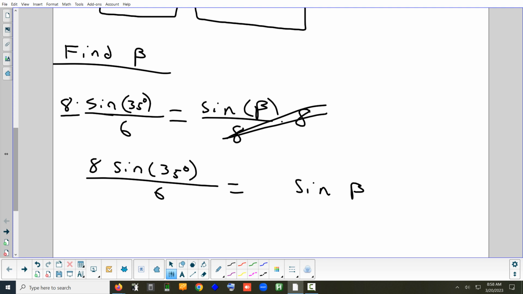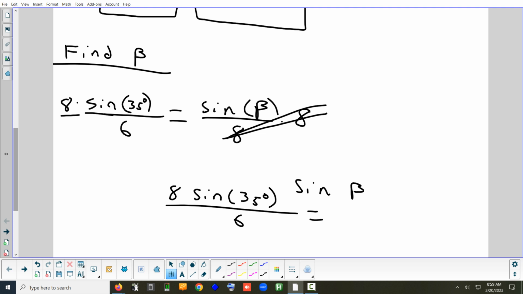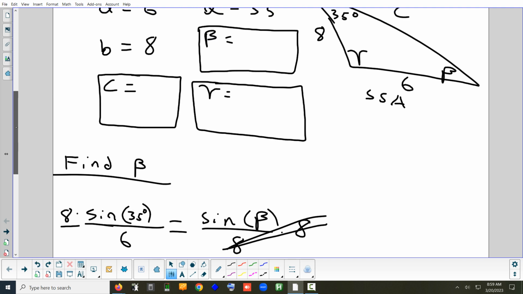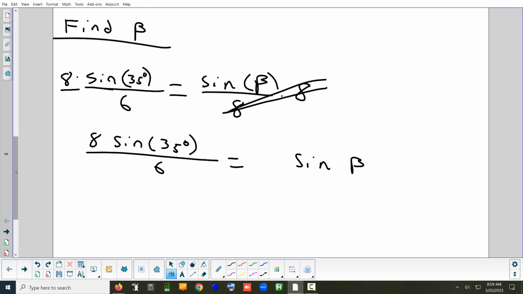First of all, make sure that you are in degrees because nothing in this section or 8.2 is in radians. 8.3, yeah, there was radians. Okay, so inverse sine of 8 sine 35. It's important you put a parenthesis after the 35 because it's like saying that we're done with the top of the fraction. Divide by 6. Close the parenthesis to let it know we're done with the bottom of the fraction.